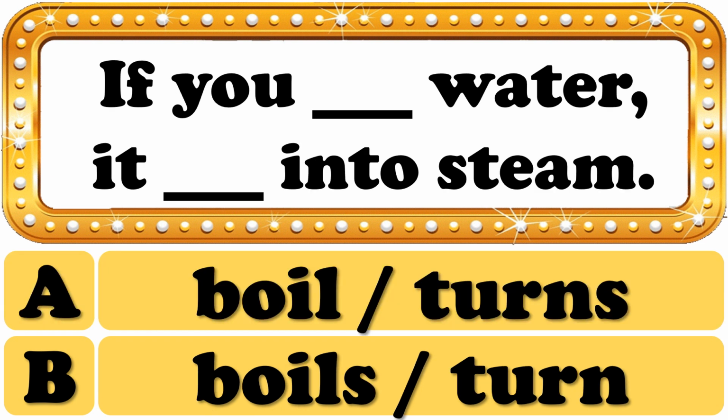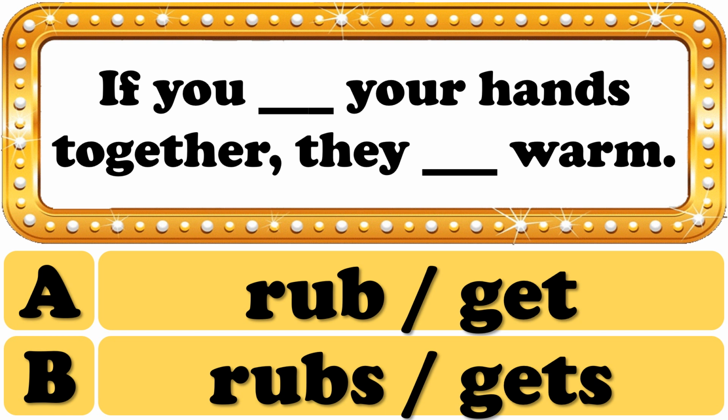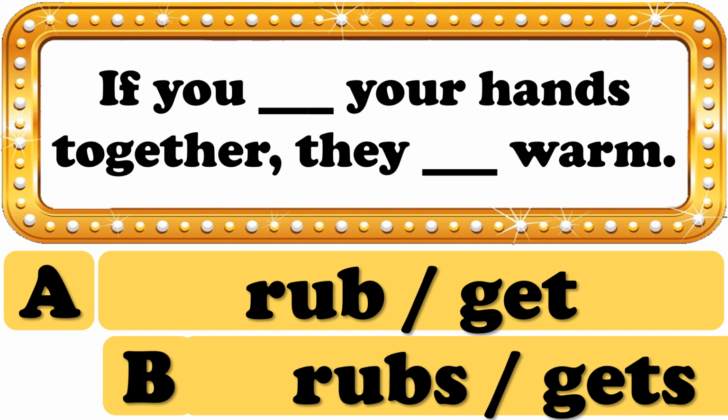How about this one? 2 blanks again, so read carefully. Would you choose A or B? This time you should choose A. If you boil water, it turns into steam. Okay, how about this one? Again, 2 blanks, so read carefully, A or B. This time the answer is A.